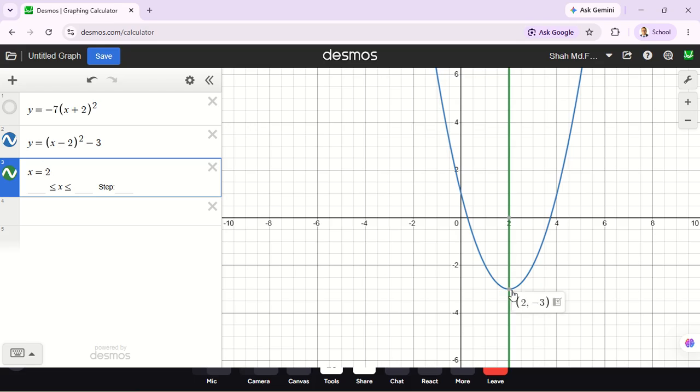Okay. And here we will get the minimum value, right? That is the minimum point also. The vertex point is the minimum point. And at this point, the value of y, that means negative 3, is the minimum. That means if we put the values of x here, then the minimum value of y will be negative 3. Okay, it will not cross negative 3.